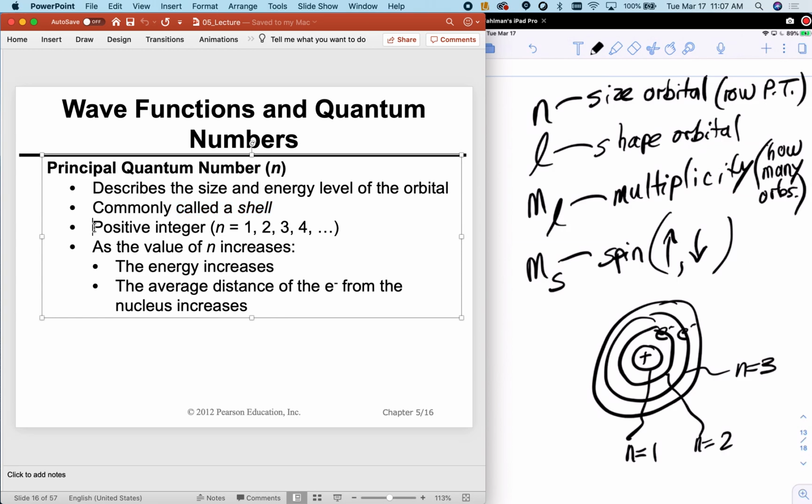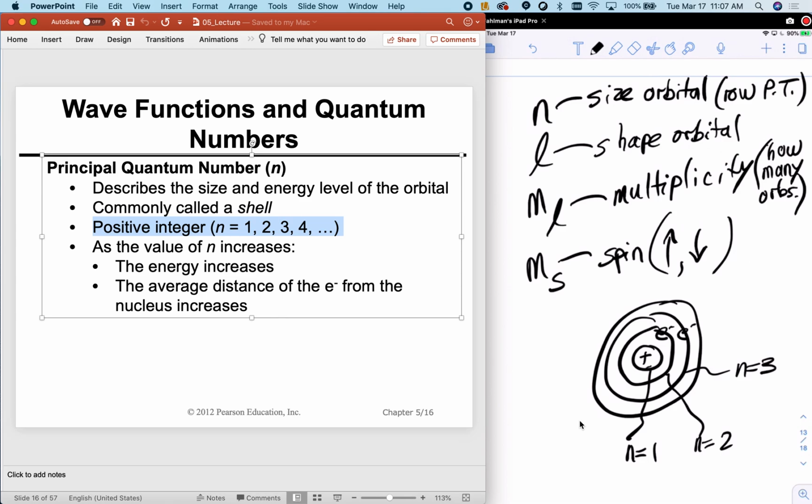These can only be positive integers. So you can't have a -1, and you can't have a 1.4 or something like that. So they are only from 1 to, in theory, infinity, but really, as far as our periodic table is concerned, 7 or 8 is really the max of it. And as the value of n increases, the energy increases, and the average distance of the electron from the nucleus increases. And so that's in this model here.